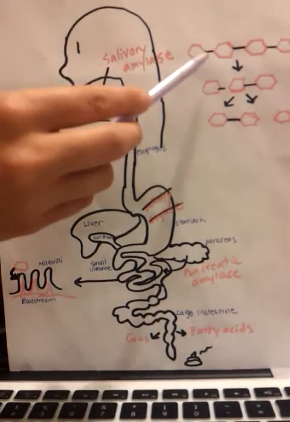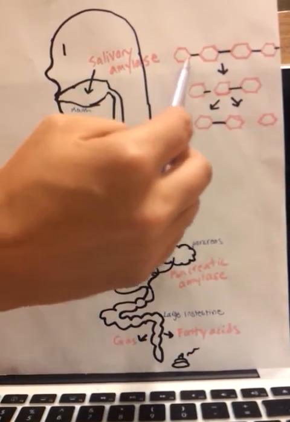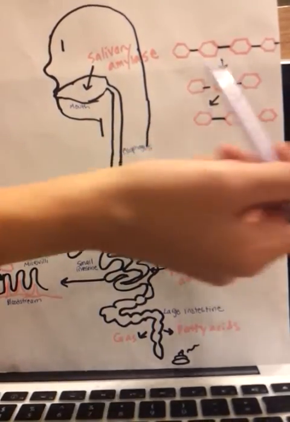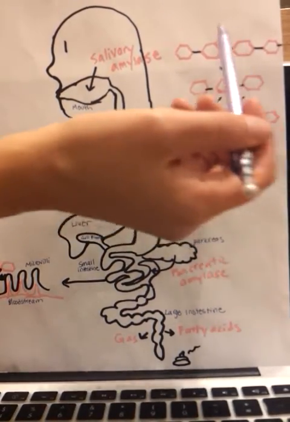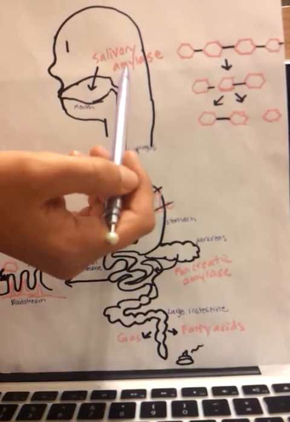Remember, polysaccharides are chains of sugar units. So you can see here that this long chain of glucose units or other sugar units is broken down into a shorter polysaccharide, and this is what salivary amylase does.